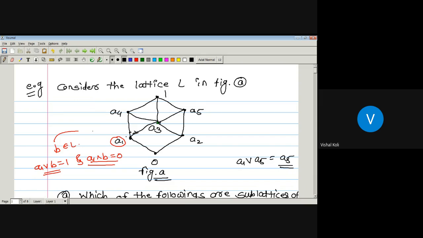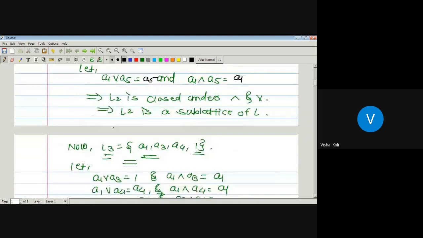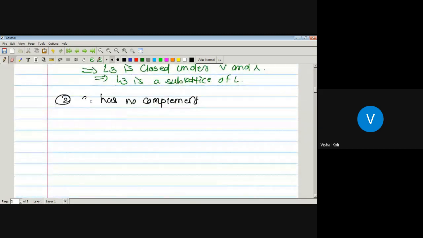Check for A3. A3 join A1, A2, A3. A3 join A4, A4. A3 join A5, A5. So here there is no element B belonging to A3, so it has again no complement. So A1, A2, A3 all three have no complement. Okay.